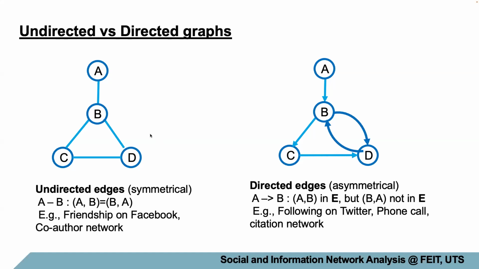Okay, let's go back to the lecture. For undirected graphs, the edges in the graph are undirected. There's no direction. So inside this kind of graph, if there's an edge between A and B, that means they are the same. For example, the friendship on Facebook is an undirected graph, or course network is also an undirected graph.